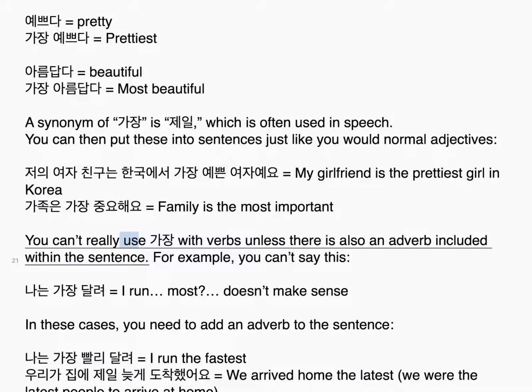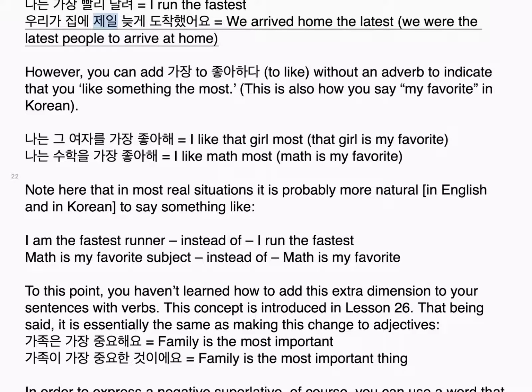You can't really use 가장 with verbs unless there is also an adverb included within the sentence. For example, you can't say this. 나는 가장 달려. I run most doesn't make sense. In these cases, you need to add an adverb to the sentence. 나는 가장 빨리 달려. I run the fastest. 우리가 집에 제일 늦게 도착했어요. We arrived home the latest. We were the latest people to arrive at home.